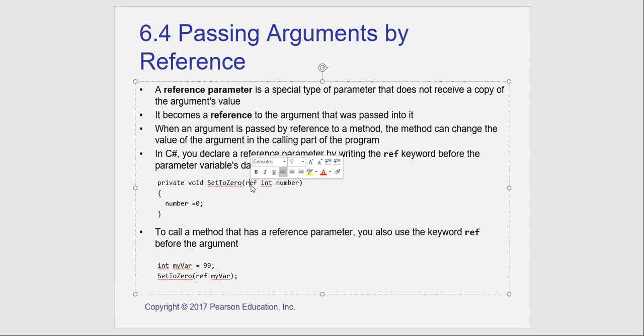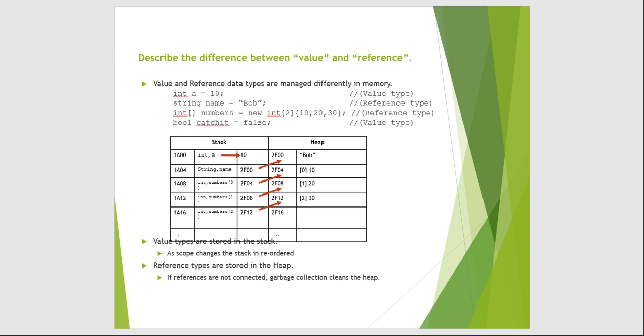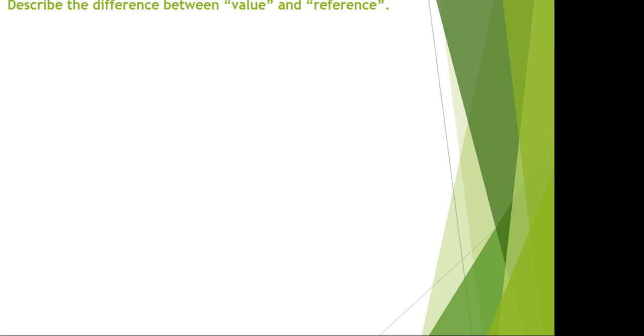Now, if we don't put it in, it's considered passing it by value. So we've got passing by value, and we've got passing by reference. And really, what are the key differences? Well, to really understand it, I think we need to have a look at how this gets handled in the memory of the computer. So I'm just going to open up my slideshow, and I'll go through this.